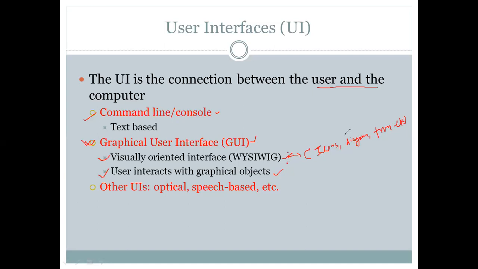Now, in this case, the user may directly manipulate objects on the screen through several kinds of pointing devices. How can the user manipulate? The user can manipulate with the help of several kinds of pointing devices and get feedback, or you can say get an output from the application.